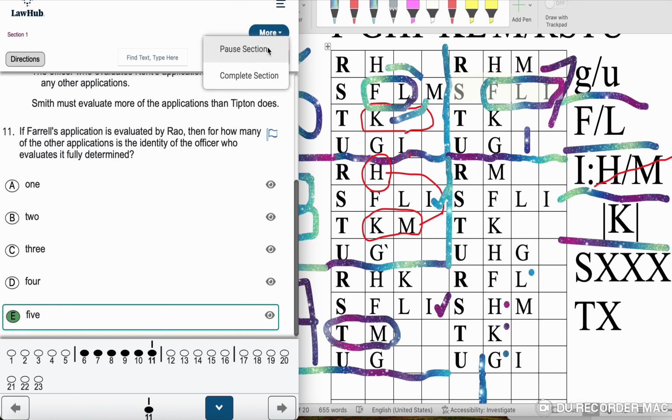Answer E, 5. And for those who don't know, applicants are going to be the F, L, H, M, K, G, I, and they're asking for those applicants of how many the officer can be determined, and the officers are going to be R, S, T, U. And you can already tell that if F has to be with R, that's already determined for L. It's already determined for H, K, G, and also one of these variables, which makes it 5.